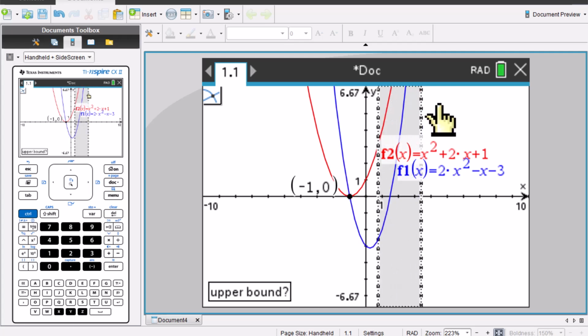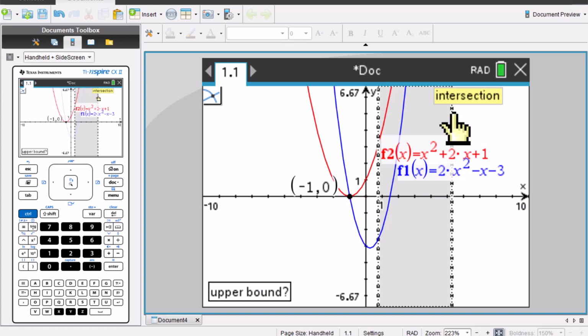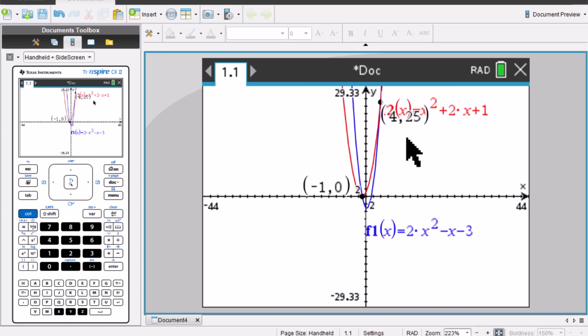I'm going to move all the way to my right so that it would cross over that intersection point. I'm going to hit enter again. And then it'll automatically show that point. I could grab it, move it away so you can see that it's truly indeed (4, 25) to confirm my other solution to this system of equations.